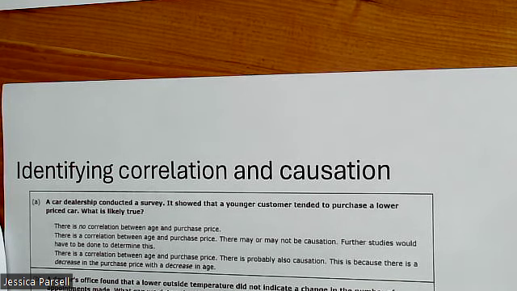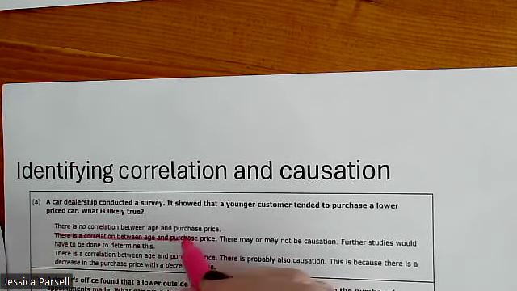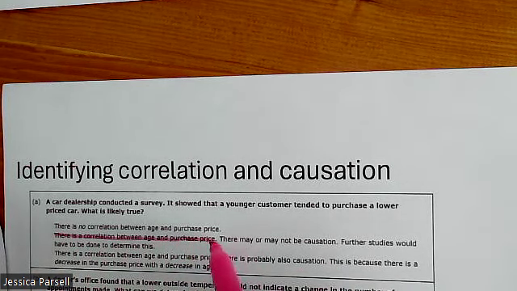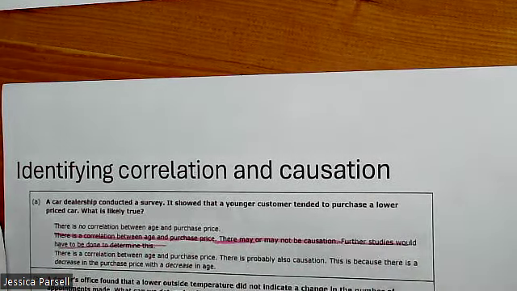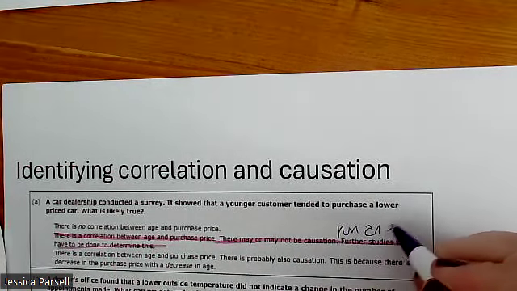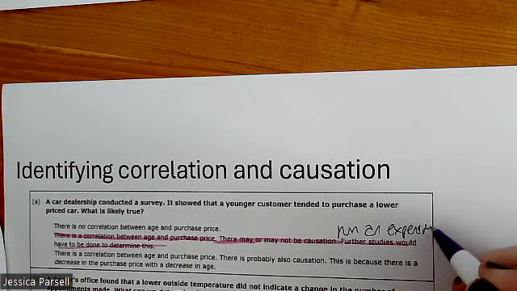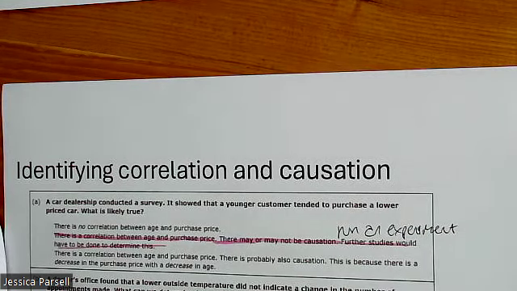Okay, hopefully you picked the second one here. There seems to be a correlation between the people's age and the purchase price of the car, but until you run an experiment, you can't really say that there's causation. So there may or may not be causation. You would need to run a further study. You would need to actually run an experiment to really say that one causes the other. We think they're correlated, but we can't really say for sure if that one causes the other, meaning the younger the customer, they're always going to buy a lower price car.